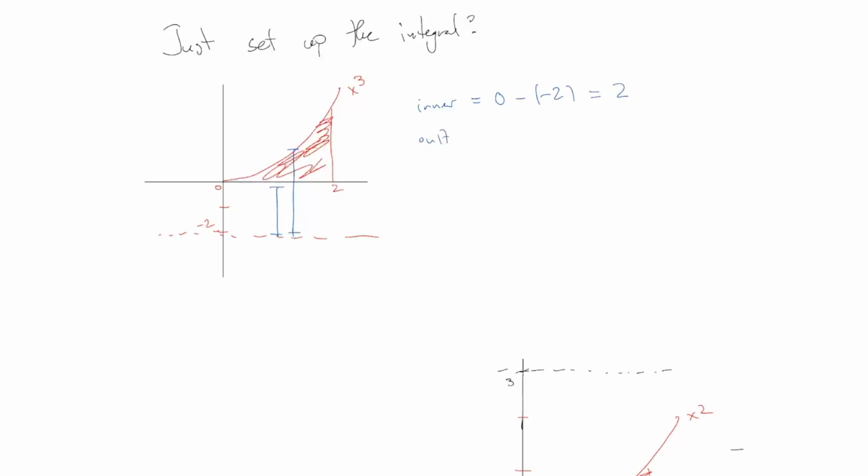And then the outer is the distance from the curve down to the rotation axis. The curve is x cubed minus the rotation axis, which is -2. So this is x cubed plus 2. So the volume in this case would be pi integral 0 to 2 of (x cubed plus 2) squared minus 2 squared, like that. I think everybody got this one as I was going around. Any questions about that?